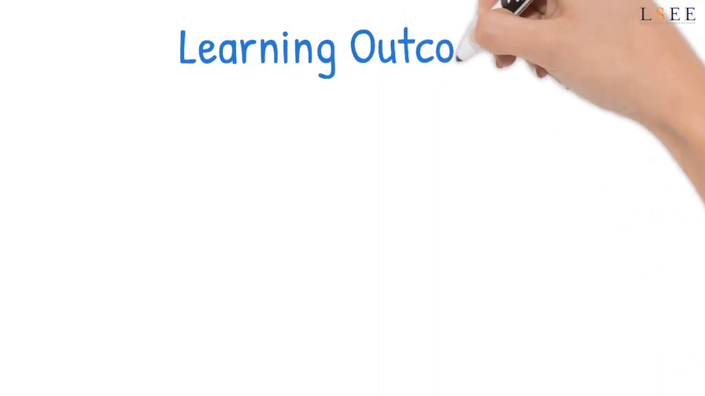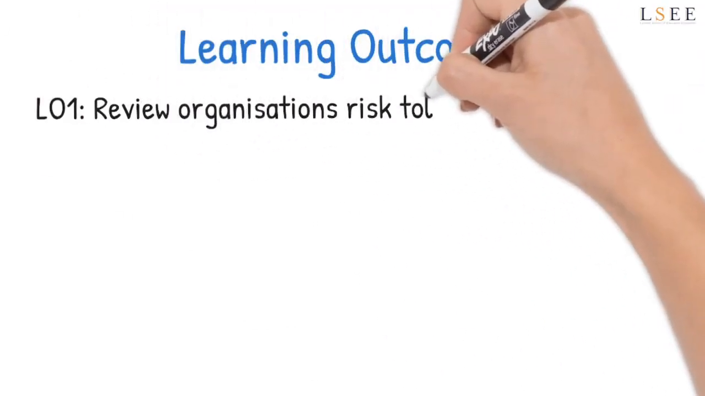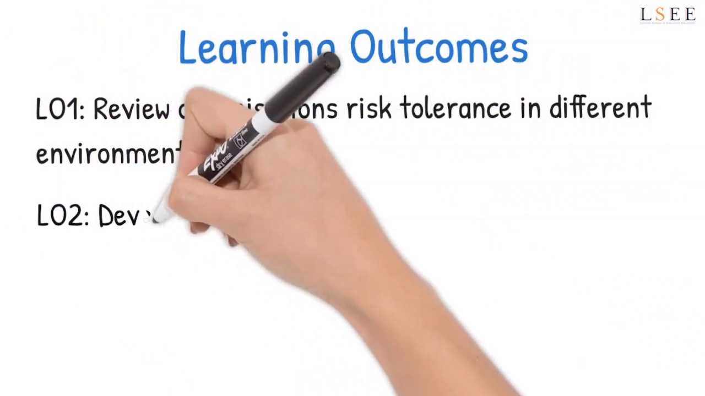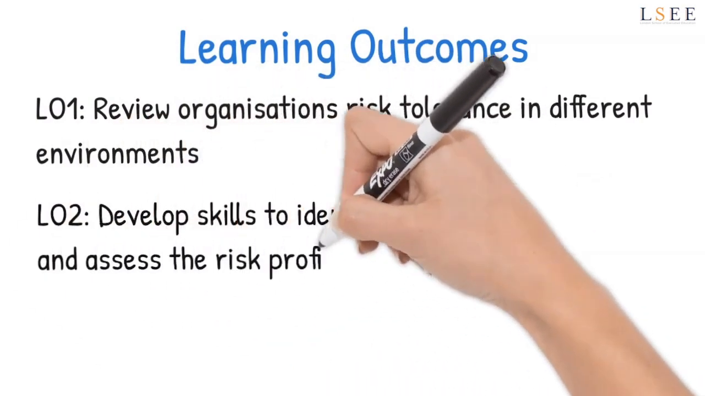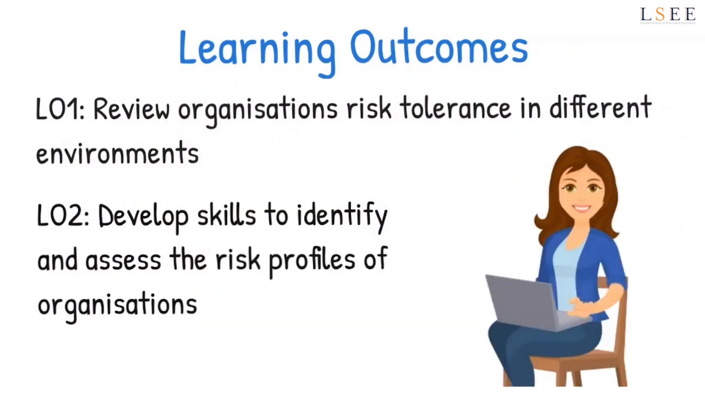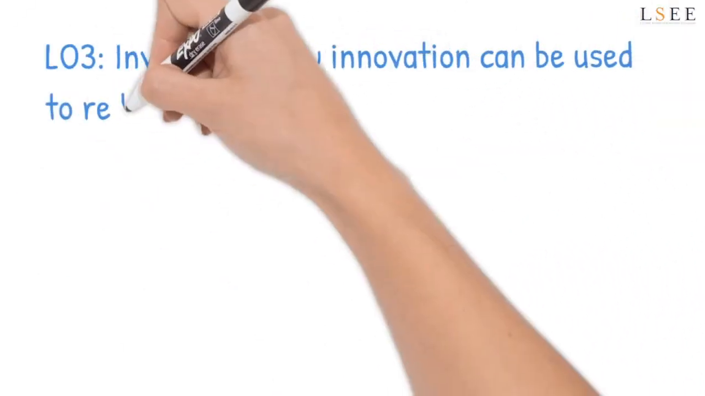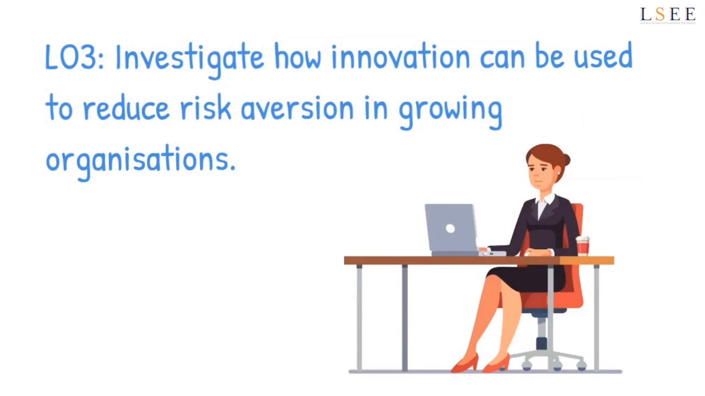Learning outcomes. LO1. Review organizations' risk tolerance in different environments. LO2. Develop skills to identify and assess the risk profiles of organizations. LO3. Investigate how innovation can be used to reduce risk aversion in growing organizations.